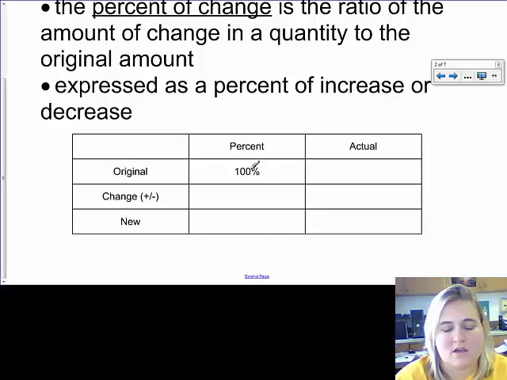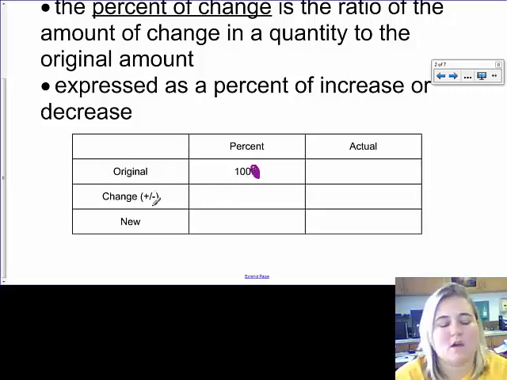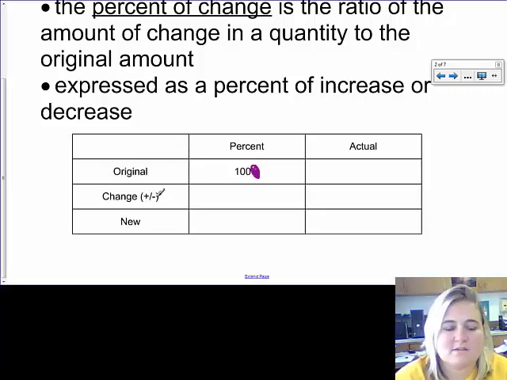I shouldn't have put percent right there. Just 100, because percent is listed up here. It's always going to be original, change, and new down the left side, and then percent and actual across the top. The change either has to be an increase or a decrease, which we'll show with a plus or minus inside of that box there. And we can always include 100 as the original percent, because 100% is always the original percent.